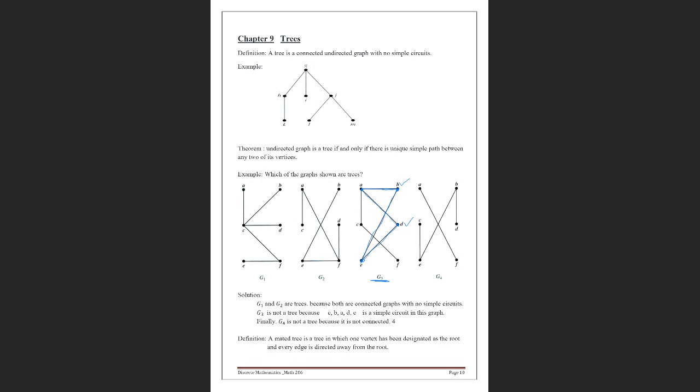And here in G4, if you want to go from A to B, there is no path. If you start from A you will go to F, and from F you cannot go anywhere. After here, no path. So you cannot go to B. From A to B you cannot go. No path, meaning not connected.